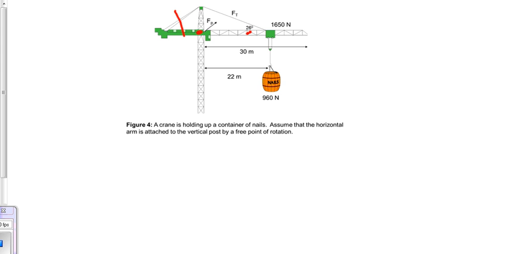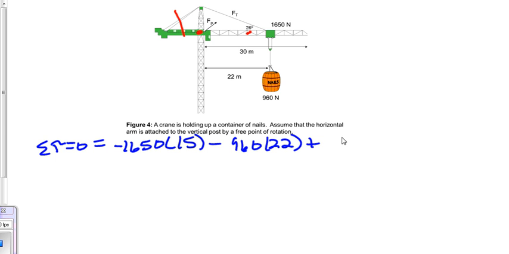So let's get started with the sum of all torques. We know the sum of all torques must equal 0, equals, well, the torque generated by this beam would be negative because it's clockwise, so negative 1650 multiplied by a distance of 15. And then we have 960 newtons, negative because that's clockwise torque also, and that's at a distance of 22 meters.